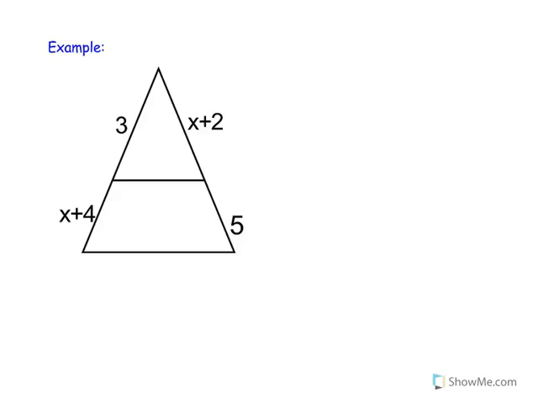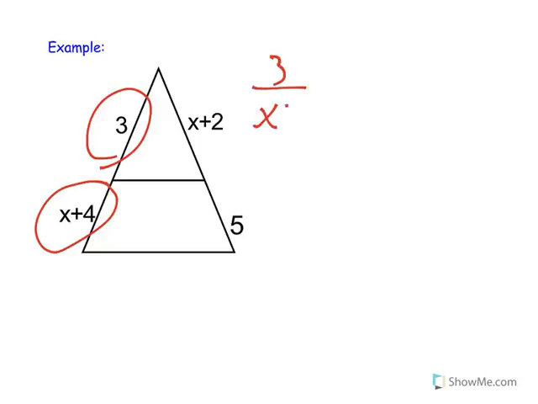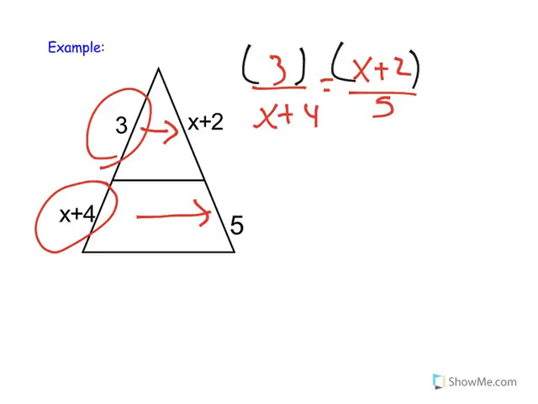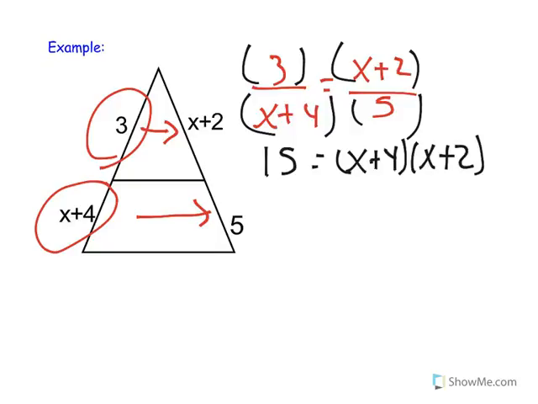So if we put some numbers with this, then we're looking at the sides getting split. So if it's on the same side, then it's going to go in the same fraction. So 3 over x plus 4 has to equal, and then what's across from the 3? x plus 2. And what's across from x plus 4 is 5. And then from there you can cross multiply. So you get 15 is equal to x plus 4 times x plus 2. 15 equals x squared plus 6x plus 8.